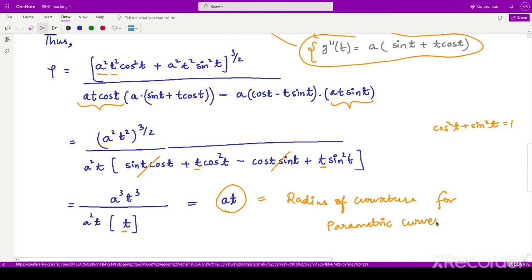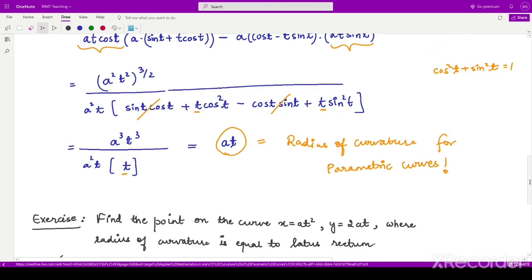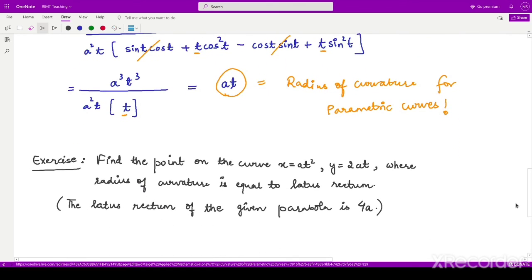This is the very simplest of the formulas which you can have to solve these kinds of questions. So this is one question that you can try by yourself. It says, find the point on the curve. The curve is given to be x is equal to a t square and y is equal to 2at, where the radius of curvature is equal to the latus rectum. So now here they are asking what is the point such that your radius of curvature, this rho, is equal to the latus rectum.